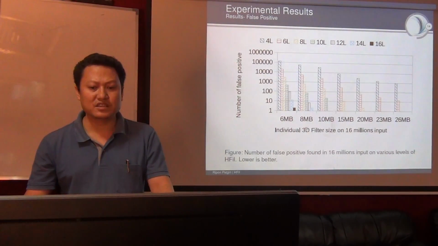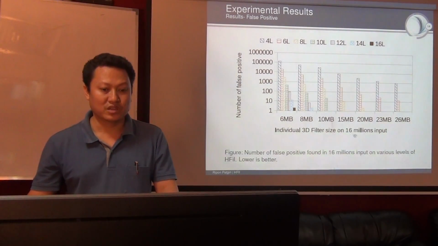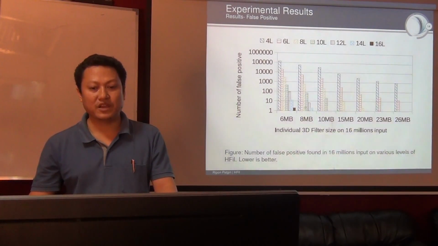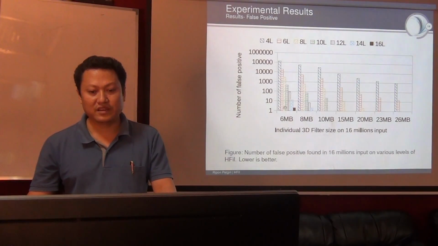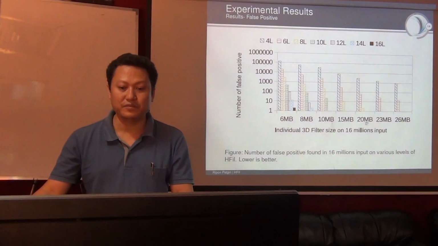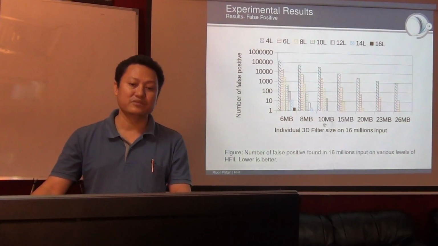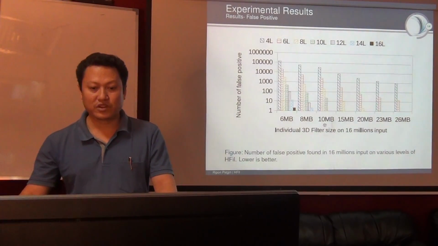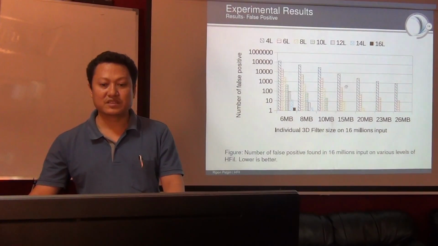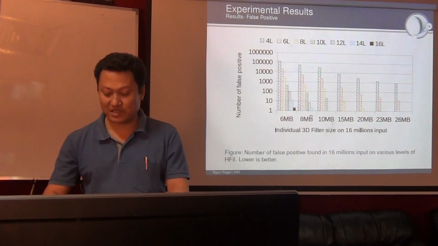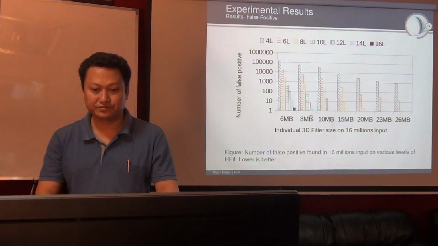Similarly, this is for 16 million input. The y-axis shows the number of false positives, and the x-axis shows the size of the 3D Bloom filter, the individual size of the 3D Bloom filter. From 8 MB, the false positive of 16L becomes 0.